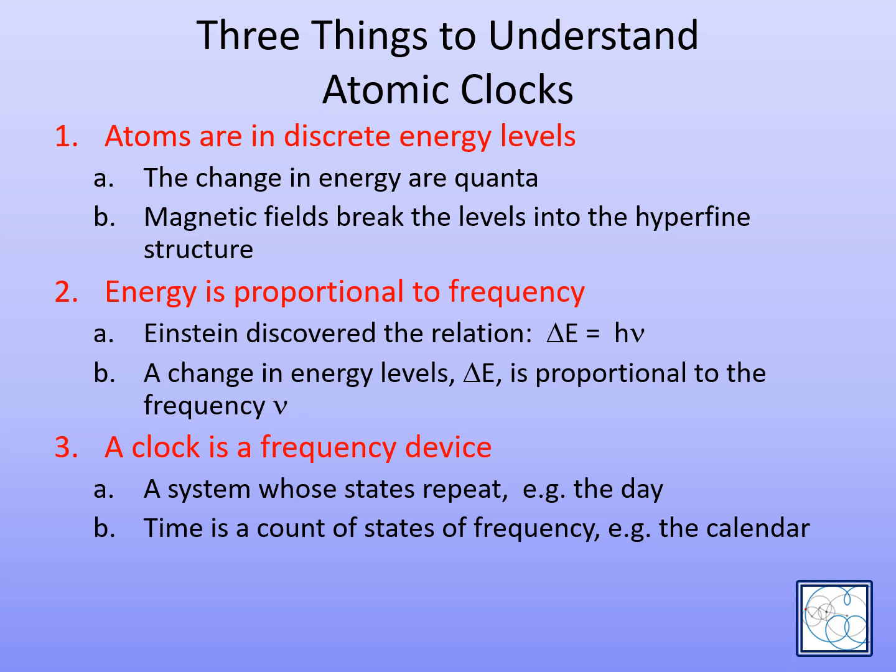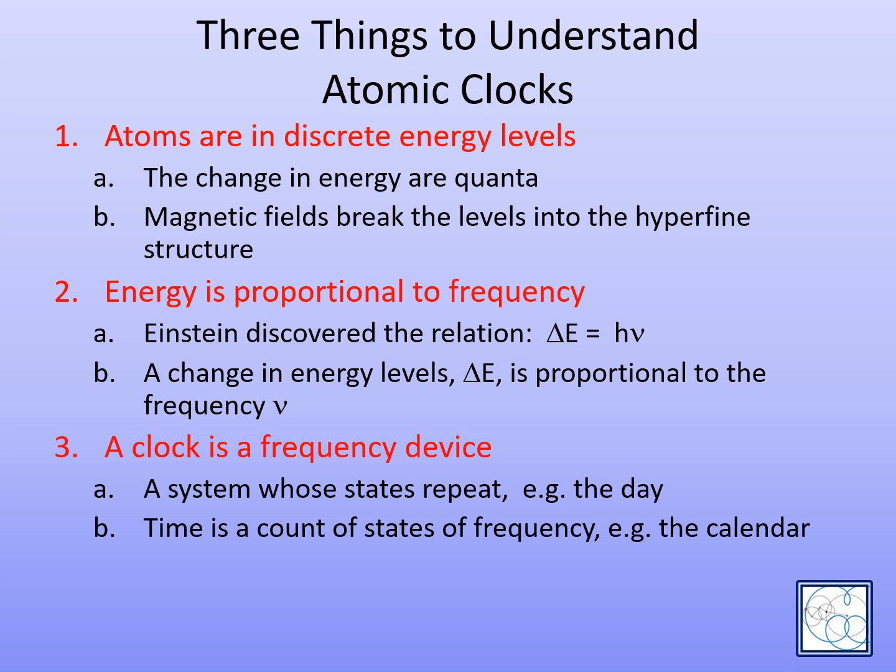However, the energy levels in atoms, if you put the atom in a magnetic field, it breaks these levels into what are called the hyperfine structure. That's a detail I'm mentioning because you'll hear me refer to that later. Energy is proportional to frequency. Einstein discovered this relationship that a change in energy is proportional to this frequency nu, and the constant of proportionality is this so-called Planck's constant. A change in energy levels, delta E, is proportional to the frequency nu.